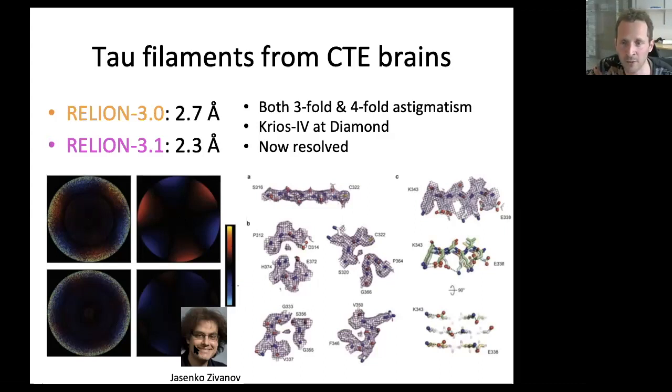But thanks to Jasenko, we didn't need to recollect our data with the corrected microscope setup. We could actually use his software to correct for these aberrations, leading to a resolution now of 2.3 angstroms for the best CTE filament. And then you can start to see individual water molecules, only the oxygen atom, alternative side chains, etc., which leads to additional insight into these filaments.